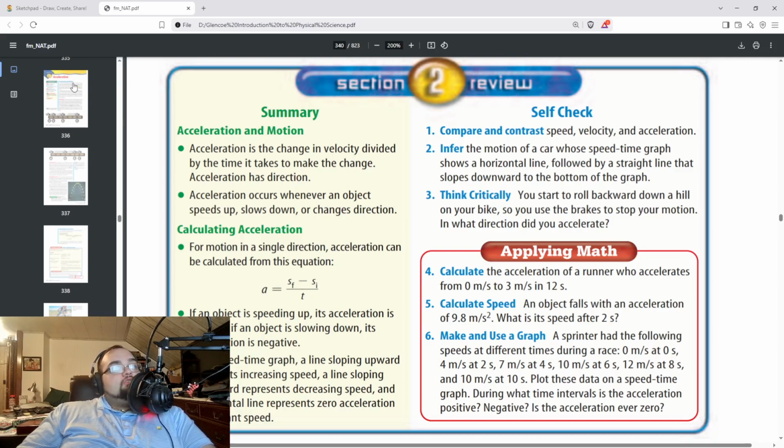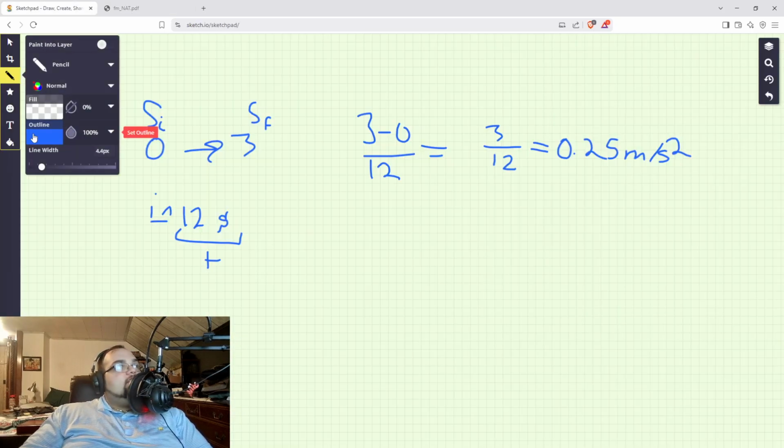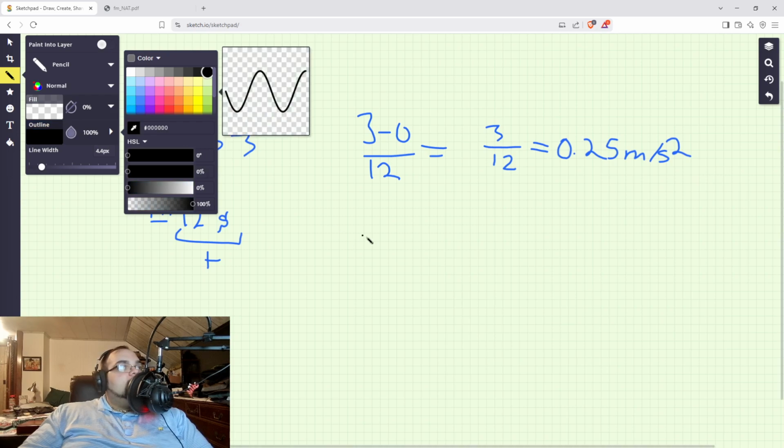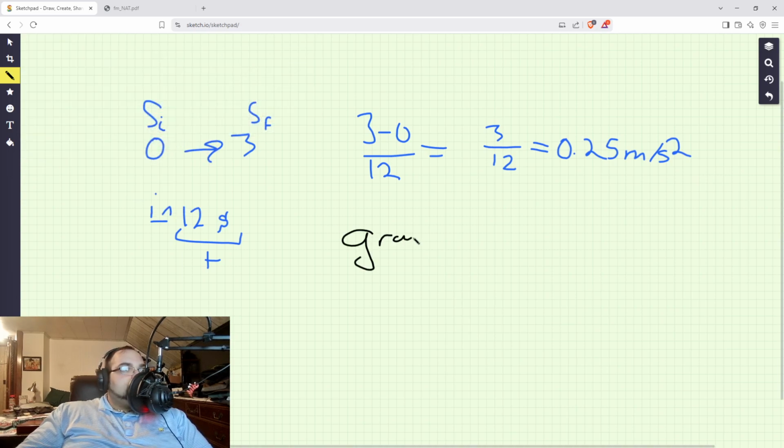And the last question we're going to talk about is an object that falls with an acceleration of 9.8 meters per second squared. So that's this fancy little thing we call gravity. Gravity pulls stuff down at 9.8 meters per second squared. So after 2 seconds, how fast is the object going to be moving? Stop here for a second.